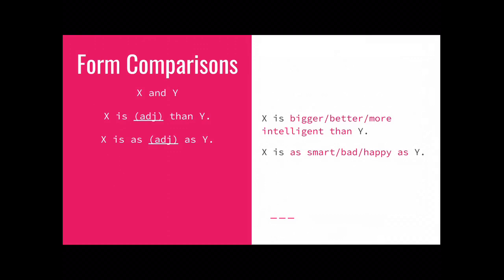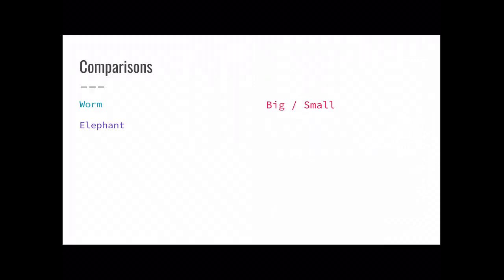In this case, you are saying they are the same as each other, and you don't change the adjective. There's no need to add er or the words more or less. You simply put the word between as and as. Let's look at some examples. We're going to compare an elephant to a worm using the words big and small. So, how do we put big and small in their comparative forms?